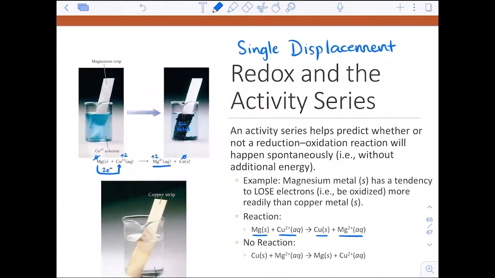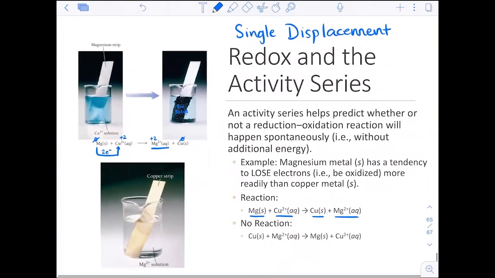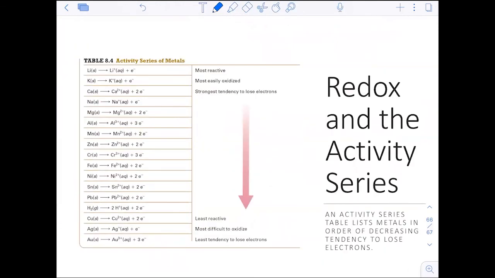Now, if we were to flip and do the second reaction, copper solid in a magnesium ion solution, what we see is no reaction actually occurs. Our theoretical is that maybe we'll get magnesium to plate out and copper ions to form, but in reality, no reaction occurs. And the reason for that is the activity series. It tells us the tendency of reactivity. Now, this reactivity series, I would want you to be able to read.